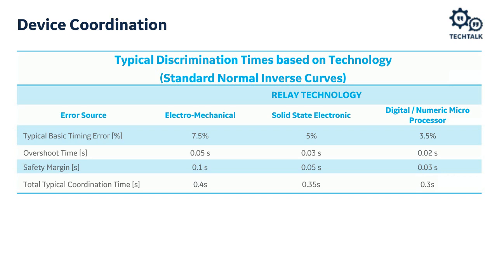So let's look at electromechanical relays versus microprocessor-based relays, and the typical types of errors that we would see, or the types of things that we need to account for with these coordinating time intervals. So on an electromechanical relay, we can have a larger basic metering error than we could on a microprocessor-based relay. So we're showing a 7.5% error there, and a lot of that will depend on how well calibrated the relay is.